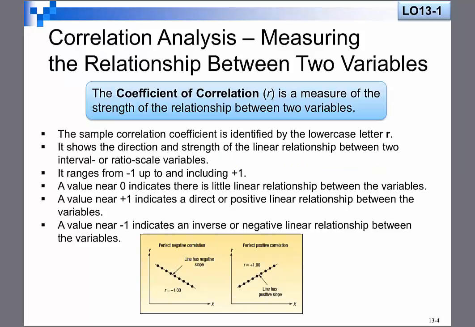A value near +1 indicates a direct or positive linear relationship between the variables, meaning that they are very tightly correlated. Say, as my income goes up, I buy more stuff. So the income-consumption relationship is a very strong one. It may not be 1, but it's going to be close to 1, because people tend to buy more stuff with higher income. And then a value near -1 indicates an inverse or negative linear relationship.